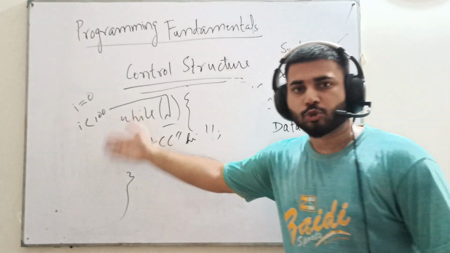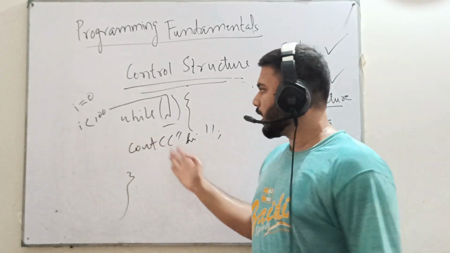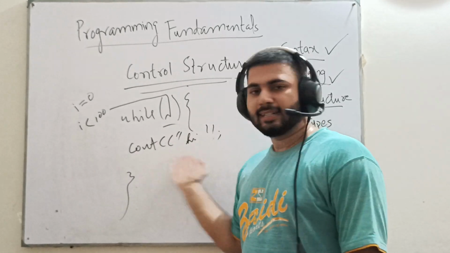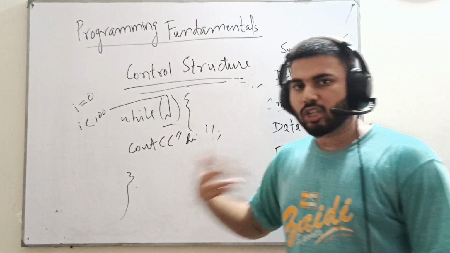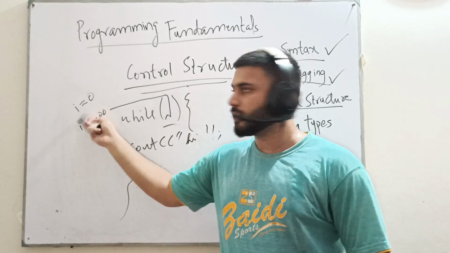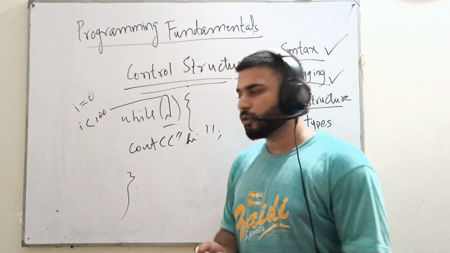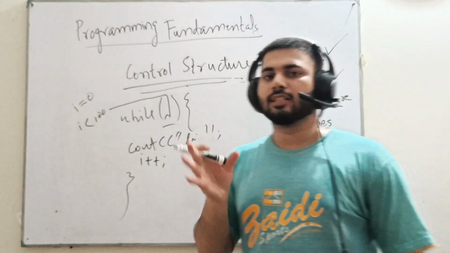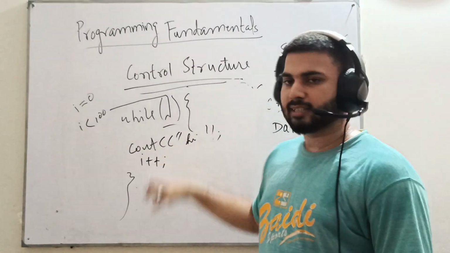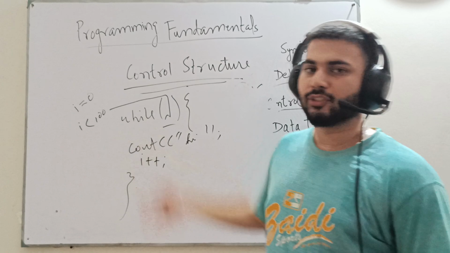Why? Because the compiler says, oh, while i is less than 100, I have to run this. You want the loop to stop, but you have not implemented anything like i plus plus. You're not changing the state of your variable. The variable is still 0. So you use i plus plus usually at the end of everything that you have written inside of this code block.